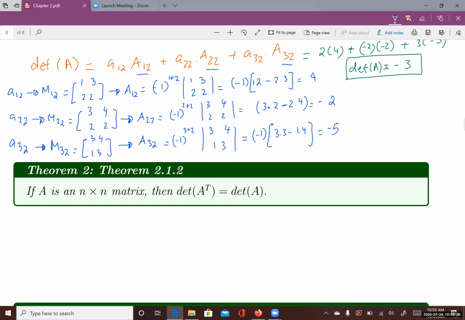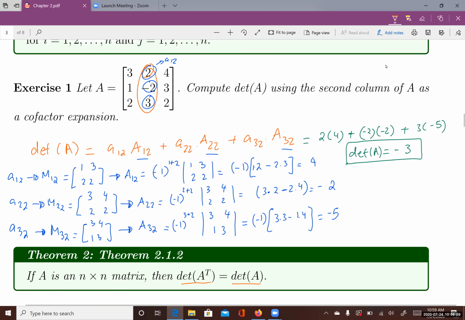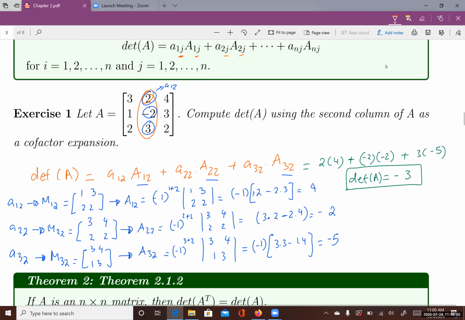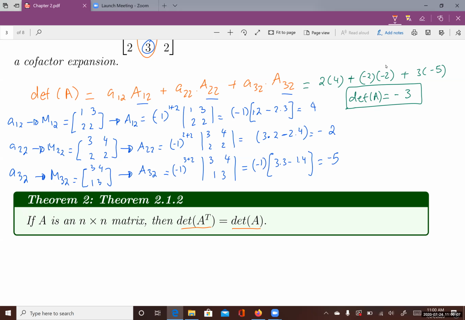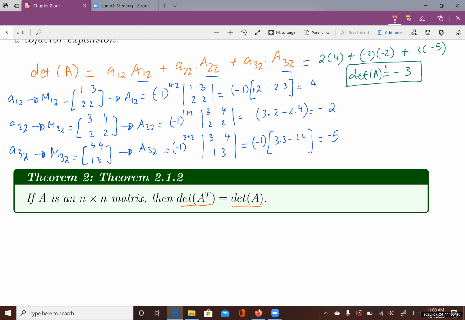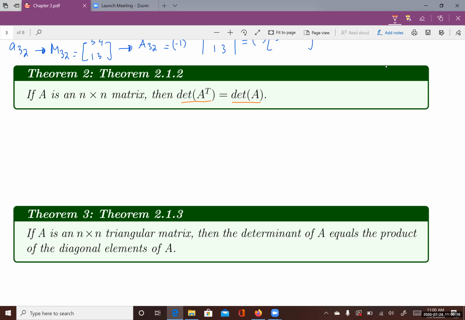But the next theorem is talking about how the determinant of A transpose is the same as the determinant of A, right? And again, we know that A transpose is just the matrix where you interchange rows and columns from matrix A. And we know that we can use either a row or a column of a matrix to find the determinant. Thus, it's clear that the determinant of A transpose is the same as the determinant of A.